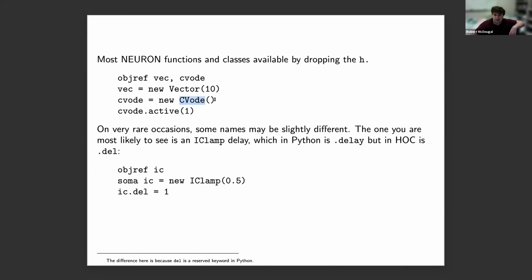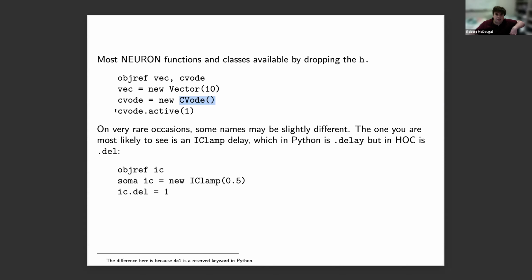But generally, h.CVode becomes just CVode. h.IClamp becomes IClamp, and so forth. Almost always, the properties and methods have the same names. There are some rare exceptions, and the only exception off the top of my head, but I'm not willing to say it's the only one, is that current clamps have a variable called delay in Python. That's actually called del in HOC. The reason for this mismatch is historical, basically coming down to HOC coming before Python, and that would be a syntax error in Python because del is a reserved keyword.